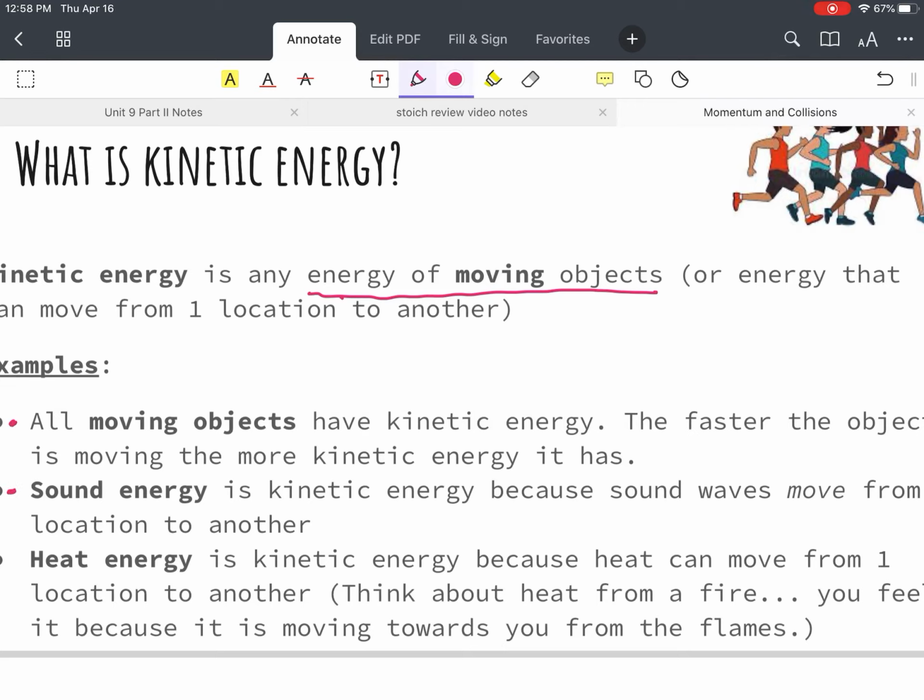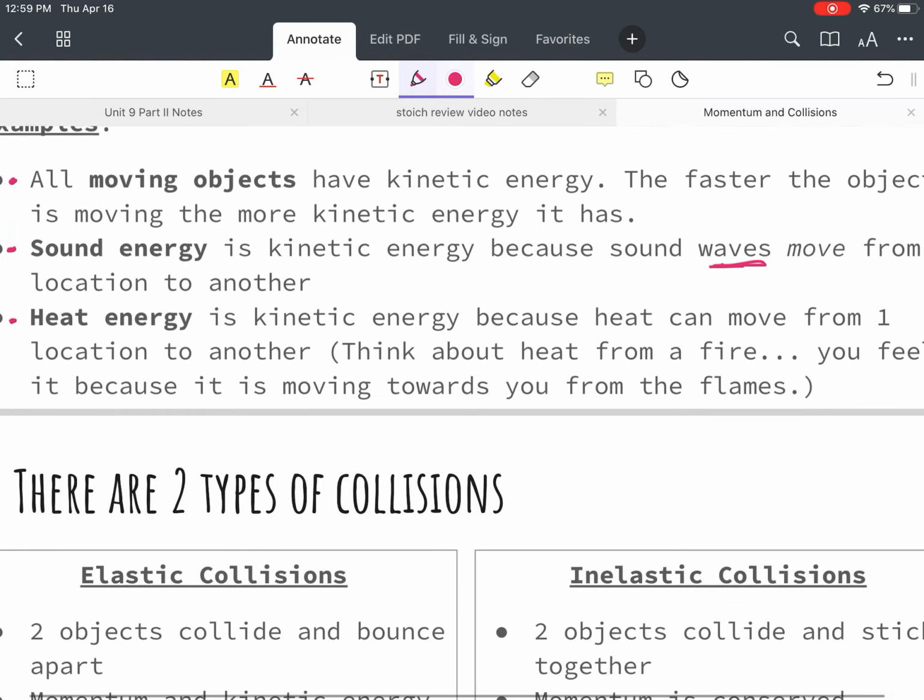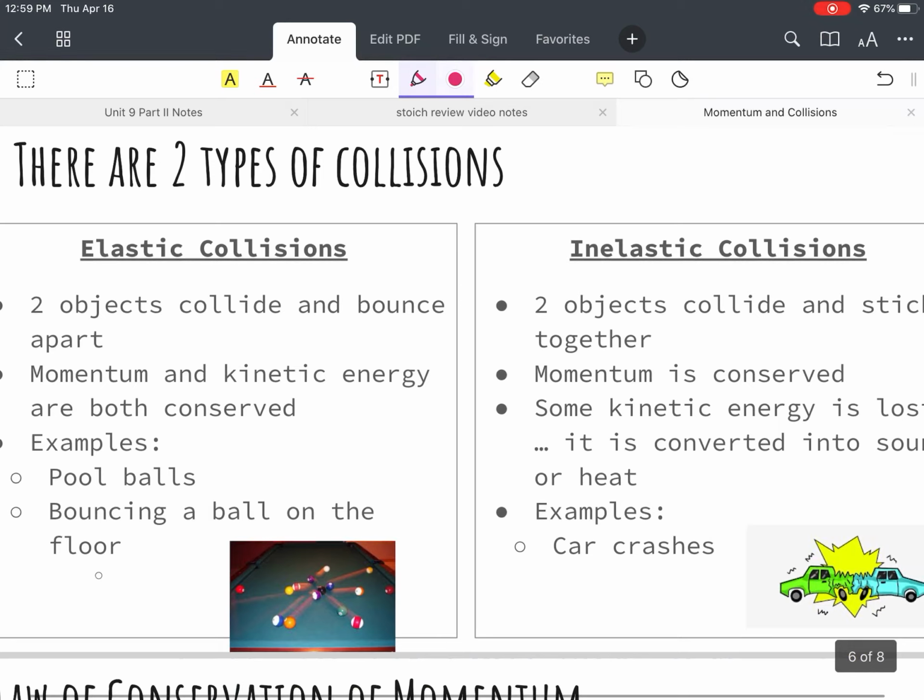So these are just some examples down here. All moving objects, like we said, have kinetic energy. Sound is kinetic energy. Heat energy is kinetic energy. Those are all just examples. Sound, because it's actual waves, right? That's why I can hear you from across the room. The sound is moving towards me. And then the same thing with heat. Why can I feel the heat from a fire? Well, because the heat is moving from the fire towards me. So it's moving energy.